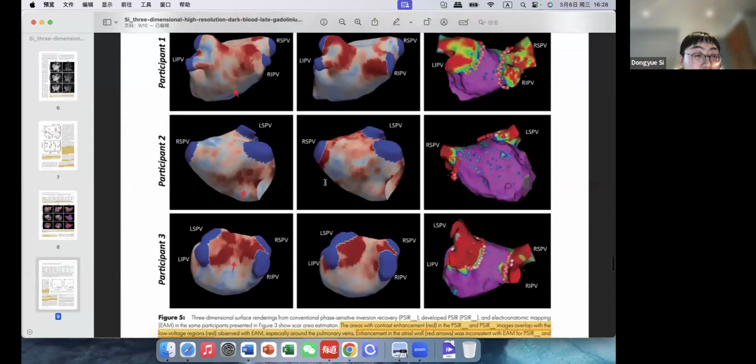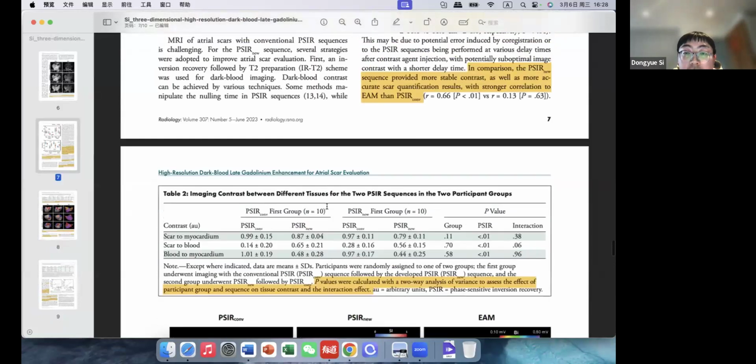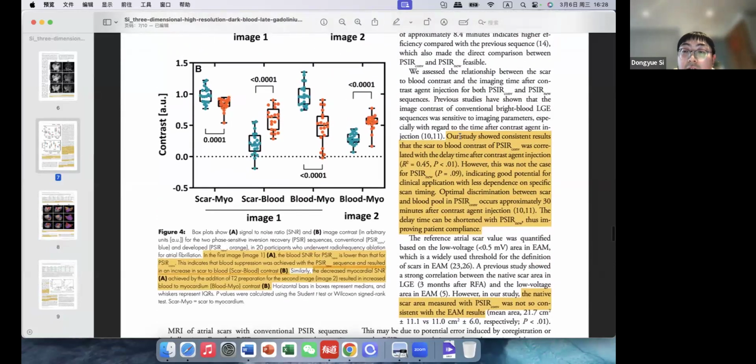So we can come to some discussion. Our study showed consistent results that the scar-to-blood contrast of the conventional red blood PSR sequence was correlated with the delay time after contrast agent injection. This is not the case for the newly developed PSR sequence, indicating a good potential for clinical application with less dependency on the specific scan time.